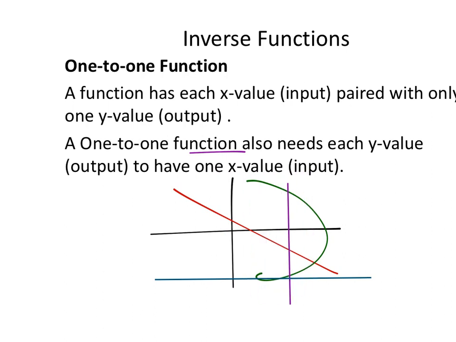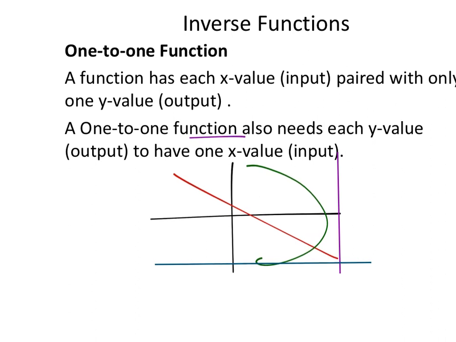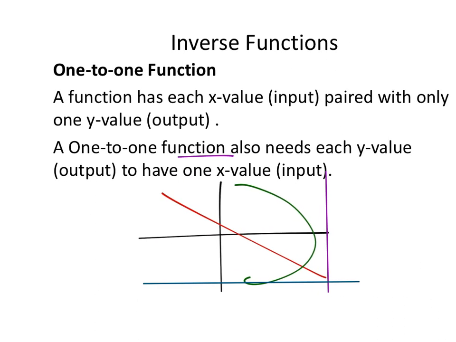So let's look at the red line then. If I scan this red line, I can see that it passes the vertical line test. And then if I scan it with this horizontal line, it also passes that test. So I could assume safely that that red line right there is a one-to-one function.